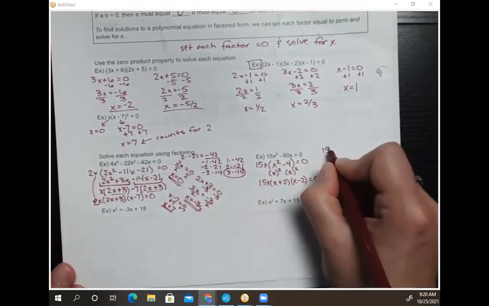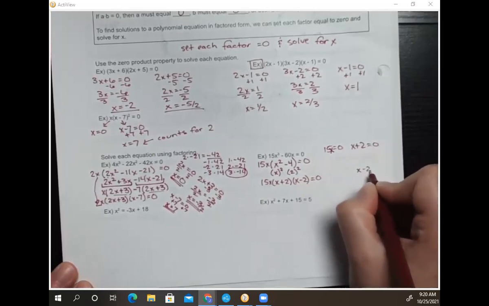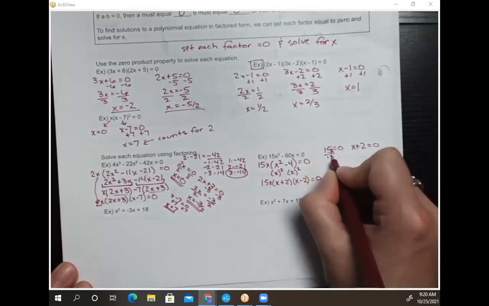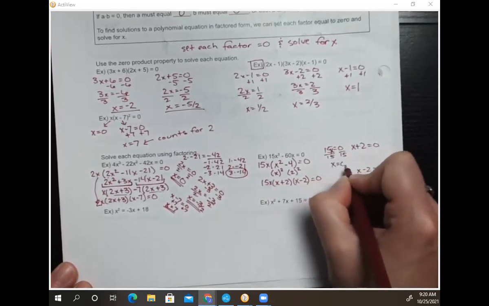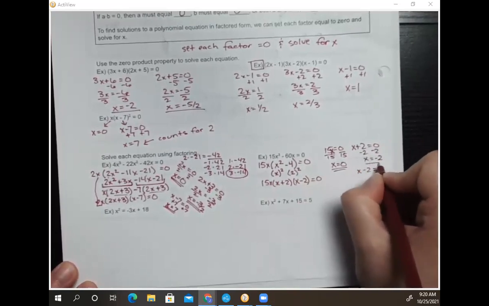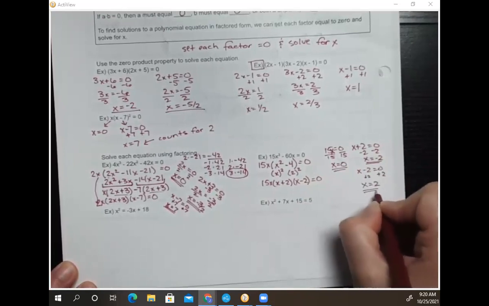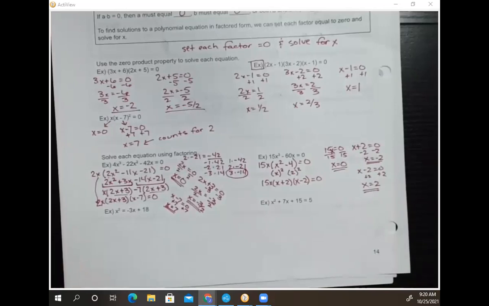And now I can finish solving by setting each factor equal to 0: 15x equals 0, x plus 2 equals 0, x minus 2 equals 0. So my solutions would be 0, negative 2, and positive 2. Questions for me so far?